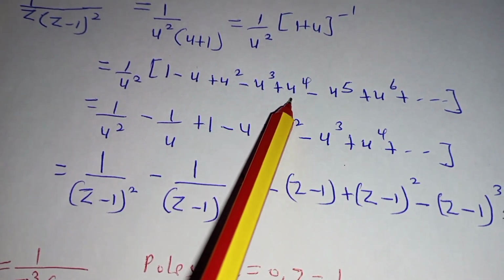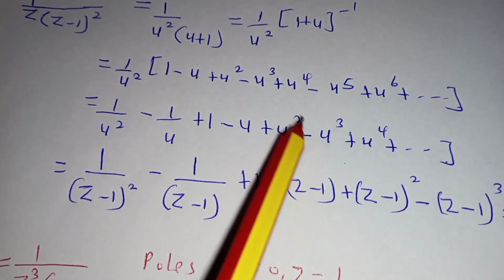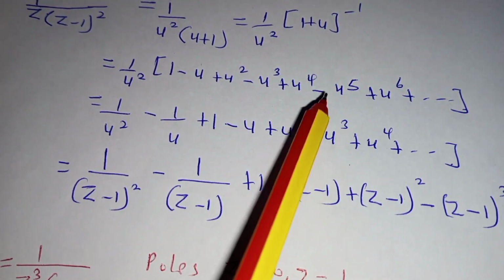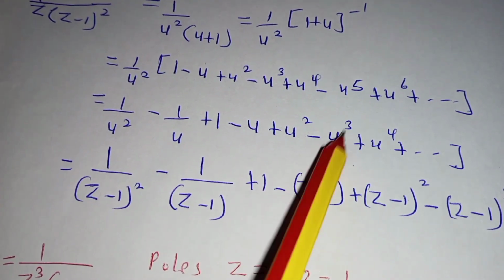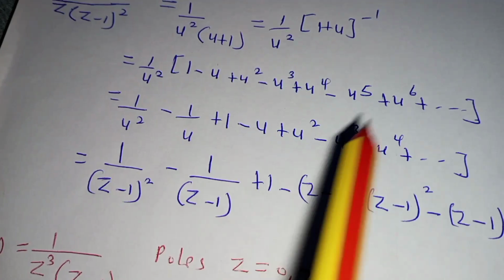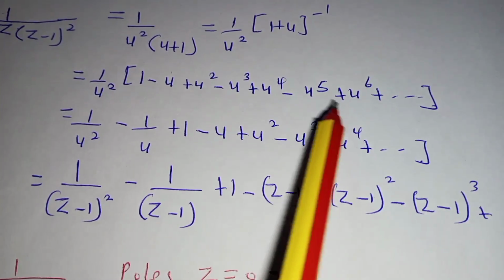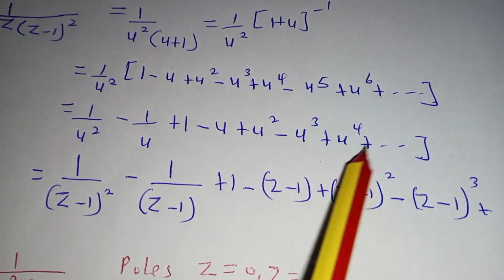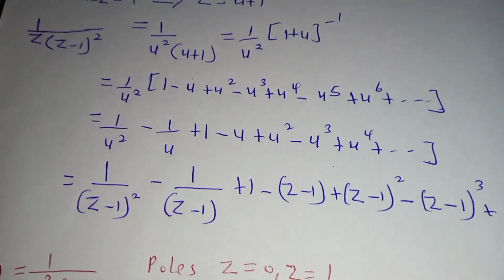1 over u squared multiplied by u to the power 4 will give you u squared. 1 over u squared multiplied by u to the power 5 will give you u cubed. 1 over u squared multiplied by u to the power 6 will give you u to the power 4, all the way to the last term.